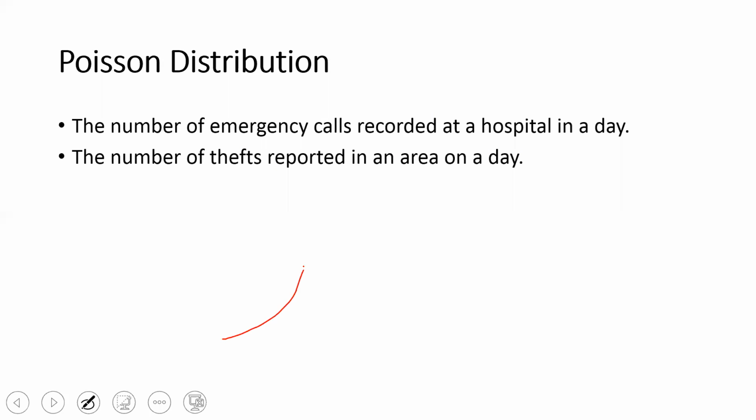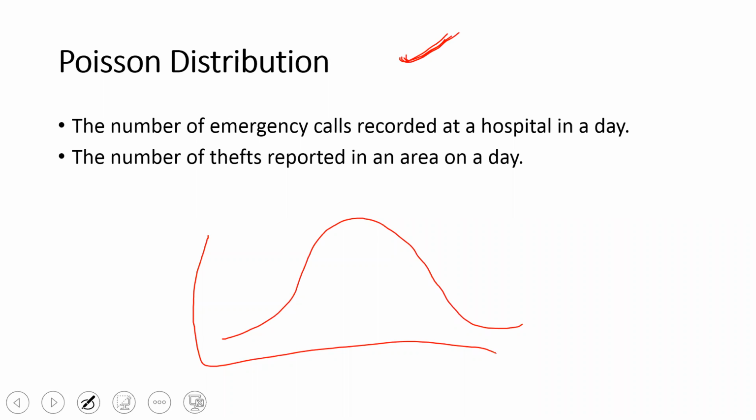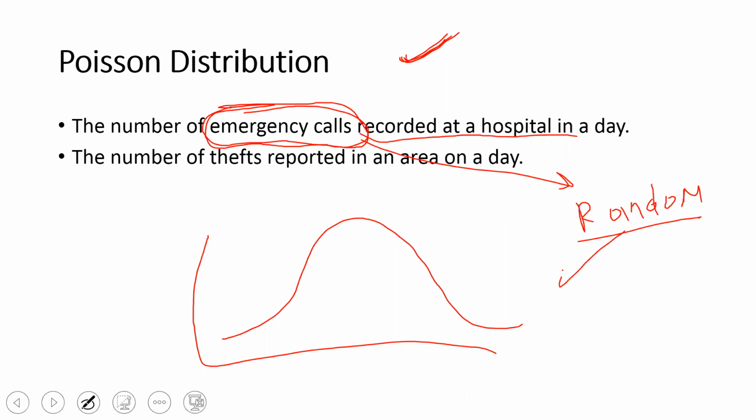Poisson distribution is also like this, similar to this, but the formula is different. What are the different examples of Poisson distribution? The number of emergency calls recorded in a hospital. The number of emergency calls that a hospital gets, do you think it is random or is it fixed? What do you think?